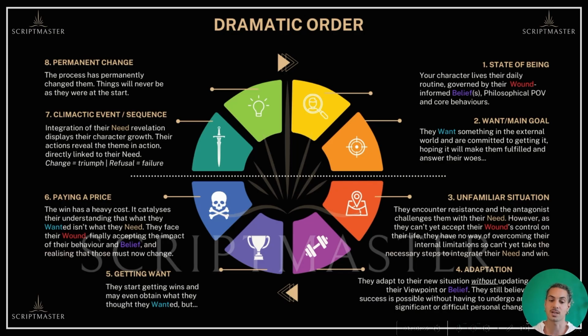So in the transformative arc, they're going to be investing in those minor goals, those specific external goals, because they know that it's necessary steps to achieving that main goal overall. And they start getting those wins, and maybe they even obtain a large part of the thing that they think they wanted. But, and this is crucial, now they pay a price.